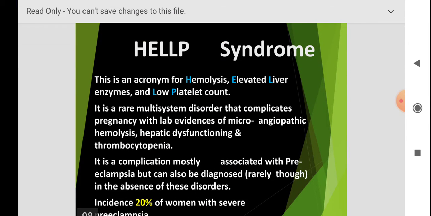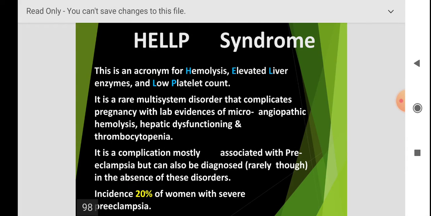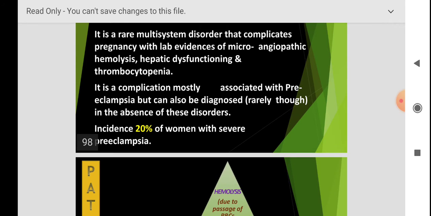Coming to HELLP syndrome. What is HELLP syndrome? This is one of the signs of severe preeclampsia. There is an acronym for HELLP. H is hemolysis, EL is elevated liver enzymes, LP is low platelet count. These are the three features which indicate the development of HELLP syndrome. It is a rare multisystem disorder that complicates pregnancy with lab evidence of microangiopathic hemolysis, hepatic dysfunction, and thrombocytopenia.